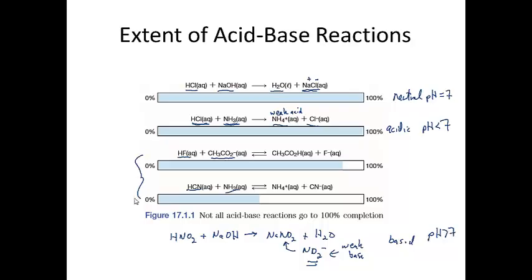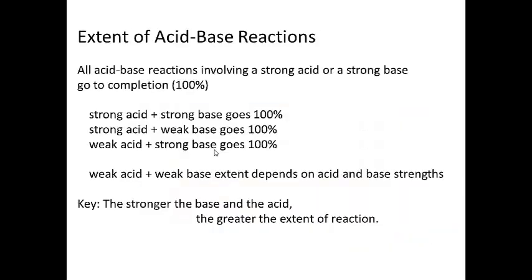When you have an acid and a base that are both weak, the acid-base properties of the resulting solution will depend on the relative strength of the weak acid and the weak base. So let's talk about extent of reaction in a little more detail. If a strong acid and a strong base react, the reaction goes to 100%. If a strong acid and a weak base react, it goes 100%. If a weak acid and a strong base react, it goes 100%. That means that all acid-base reactions involving either a strong acid or a strong base go 100%. If a weak acid and a weak base react, the extent will depend on the acid and base strengths, and that's what we'll look at next.